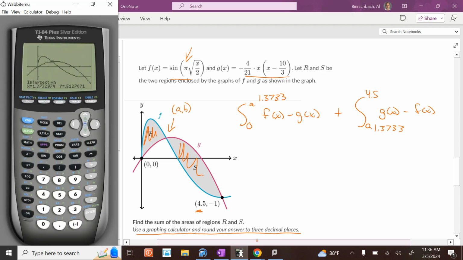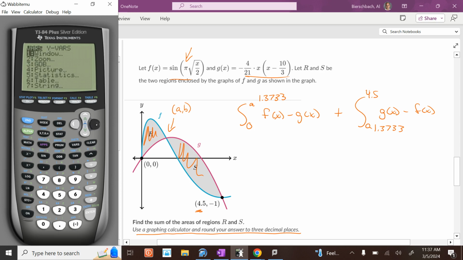Okay, so I've got this information in here. So what I'm going to do is I can put that into, and there's multiple ways of doing this. Second quit. I can go math 9 and go from 0 to 1.3733 of, and then put both of these in. Now this is under Y1, right? And this is under Y2.